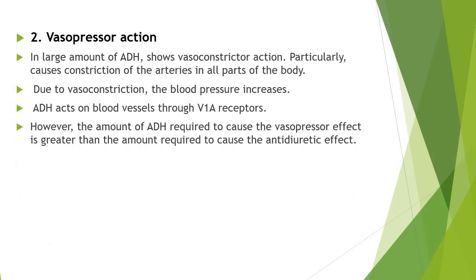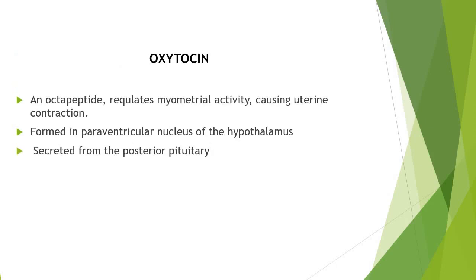Vasopressor action. In large amounts, ADH shows vasoconstrictor action, particularly causing constriction of the arteries in all parts of the body. Due to vasoconstriction, the blood pressure increases. Antidiuretic hormone acts on blood vessels through V1A receptors. However, the amount of antidiuretic hormone required to cause the vasopressor effect is greater than the amount required to cause the antidiuretic effect.